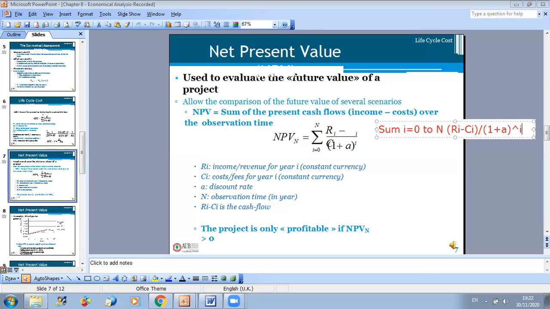RI represents the income per year, and we are reasoning here at constant currency. What we mean by this is we assume we don't have fluctuations in the money value. Pay attention, there is a difference between the money value and the currency, constant currency. For example, for 30 years in Lebanon, the lira was stable.